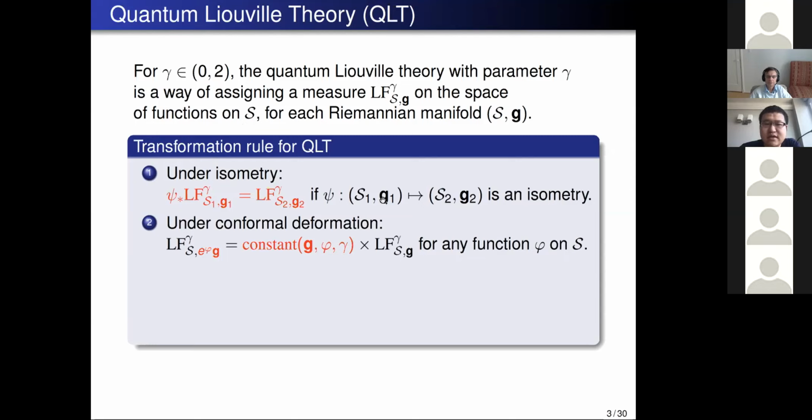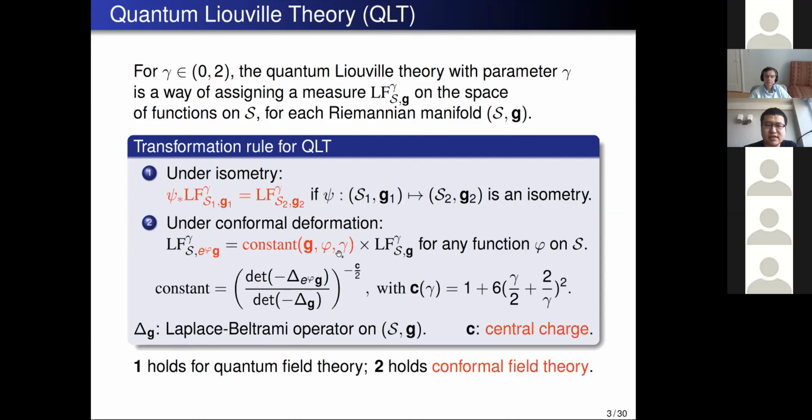It just says that if two Riemannian manifolds are isometric, then the measures are related by the natural pushforward. The other one is the most important to us. It tells us how the Liouville measure changes under conformal deformation, and it says that it only differs by a constant. This is also the reason I said that this quantum Liouville field is a measure, but not a probability measure, because we want this condition to hold.